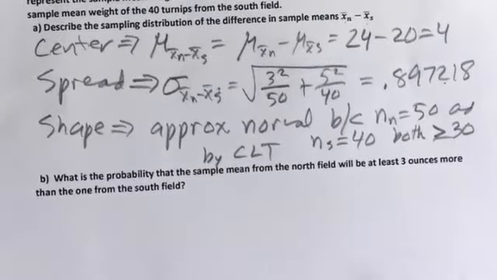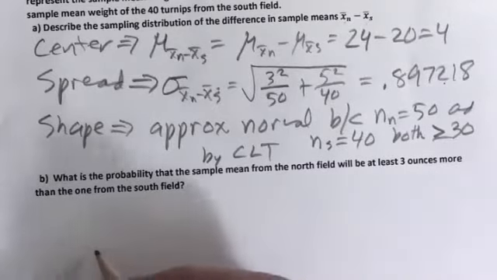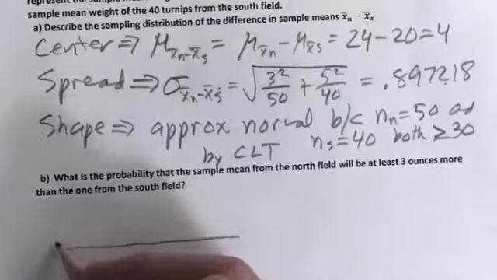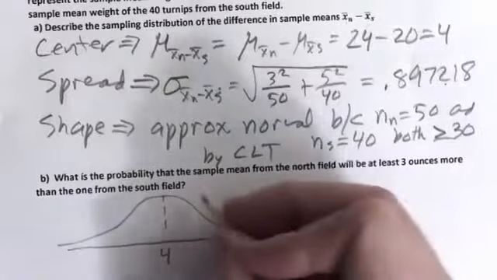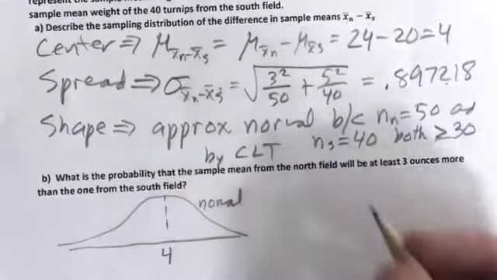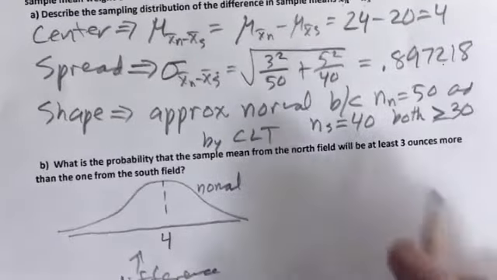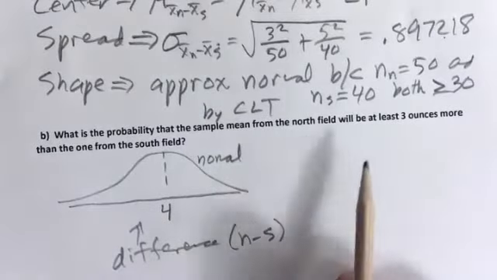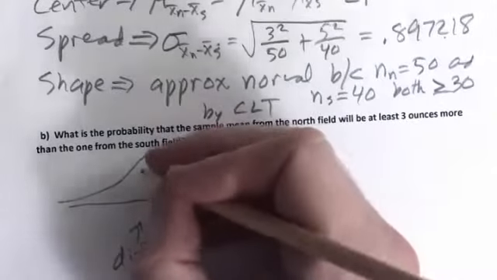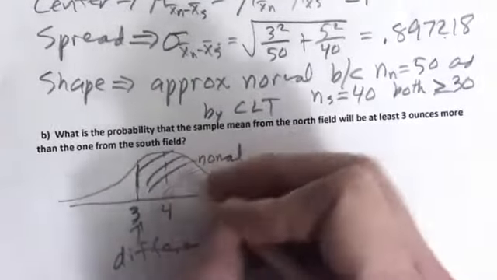So let's look at this. What's the probability that the sample mean from the north field will be at least 3 more than the sample mean from the south field? So our sampling distribution of differences, as we just talked about, is centered at 4. So this is normal. There's our differences, and we are going with north minus south. So what's the probability at least 3 more than the south? Well, 3 is about right here, and it'd be 3 more than, so more than will be up here.